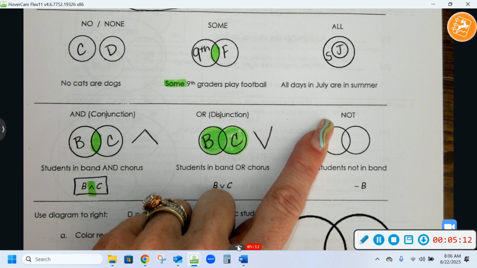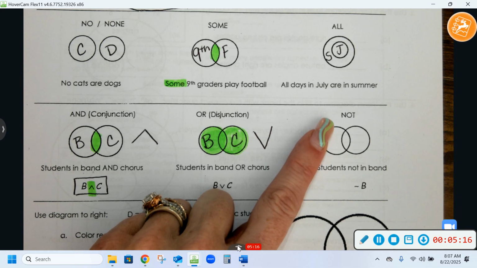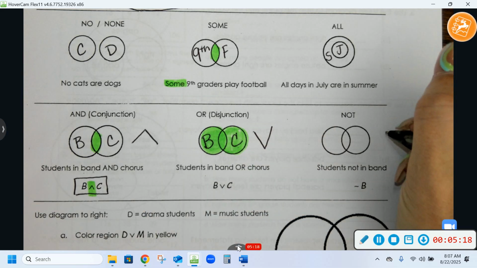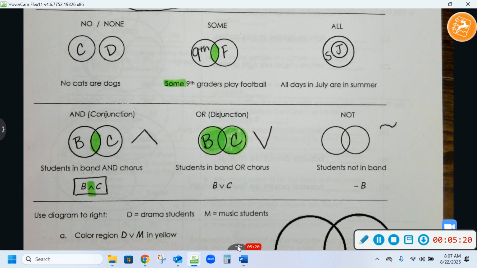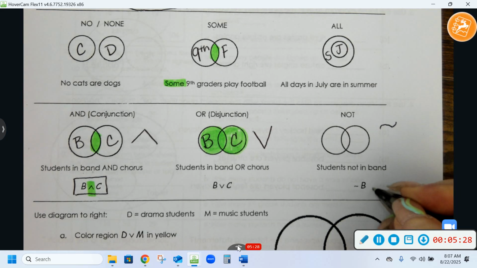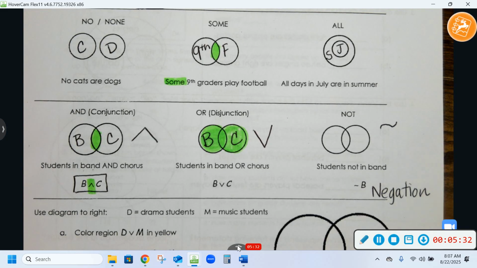So in math, from now on, for the rest of your math career, however high you go in math, you will see this symbol right here. It's not the same. Congruency is an equal sign with that symbol. This is the symbol we use for negation. What does negation mean? It means whatever it is, we do the opposite.